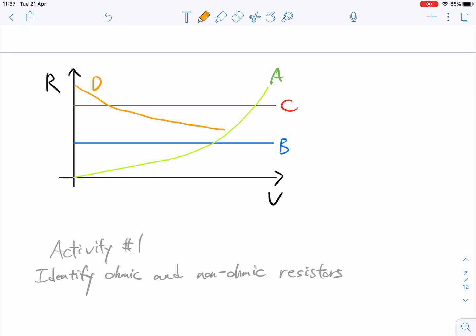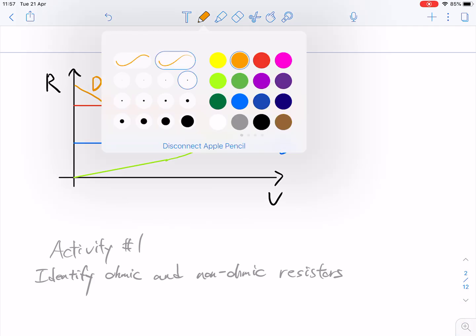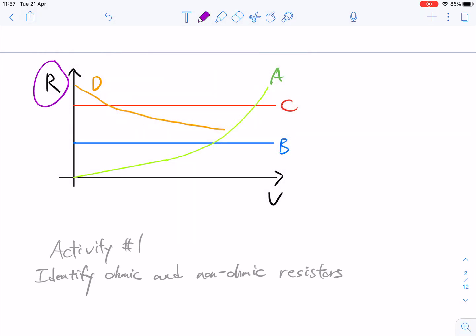Now, this is an activity that we did in our class together. I would encourage you to pause the video and make a guess right now. Before you do that, just be warned, this is a resistance versus voltage graph. Which of these are ohmic resistors or non-ohmic resistors? Make your guess either on a piece of paper or mentally.